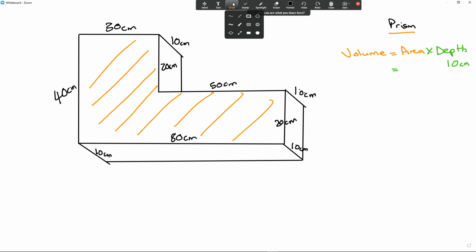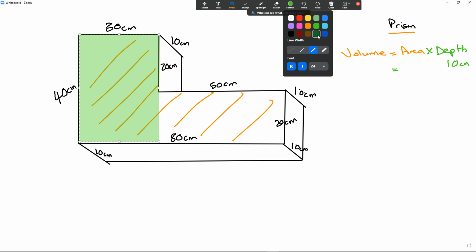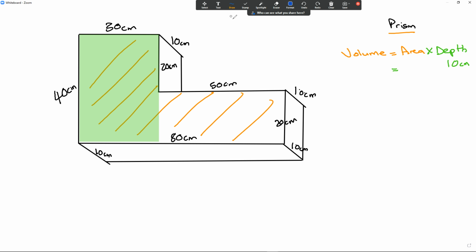So when I calculate this area over here, what are my dimensions going to be for this one? This one is 30 times 40. That's it, 30 times 40. And what's 30 times 40? 3 times 4 is 12, and I put 2 zeros, and that will be 1,200.